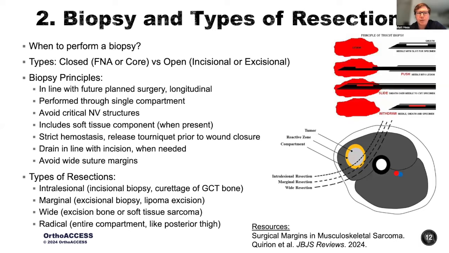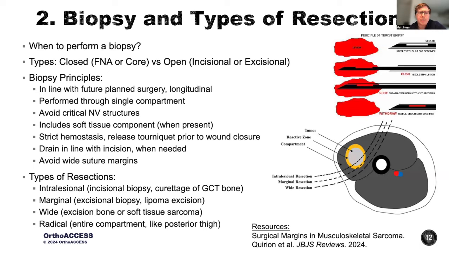So these are usually longitudinal. They go straight through a single compartment, so for example, straight through the muscle. They don't go through neurovascular planes. You avoid the critical neurovascular structures, and you try to get the soft tissue component when that's present. If you're doing this in the OR, you need to obtain strict hemostasis. You don't want to have a large hematoma develop in that area and spread a potential tumor to a larger area within the soft tissue. And drains are in line with the incision when needed, and avoid wide suture margins. So if you're closing up an incisional biopsy site, be sure to keep the stitches pretty close to the incision line.